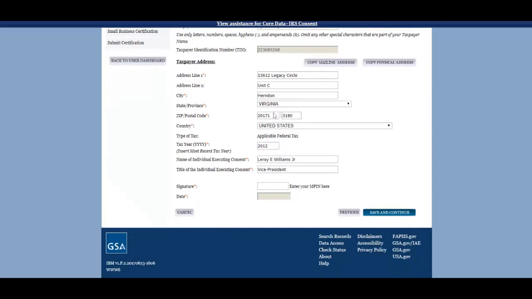Okay, here we go. So here's my taxpayer address, and here's the most recent tax year. Again, we haven't filled out any tax return forms since 2000 at all because we haven't had any revenue. The name of the individual executing consent would be me, Leroy Williams Jr. Title, Vice President, which in this case is just the title. So what we're going to do here is enter.